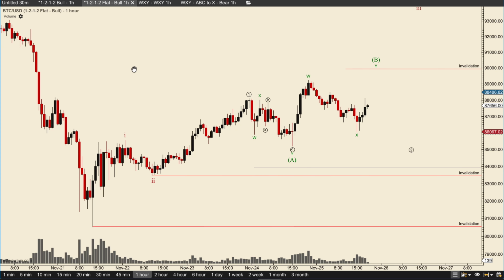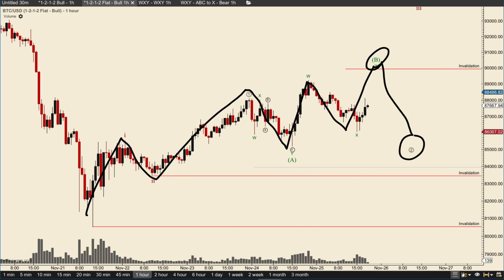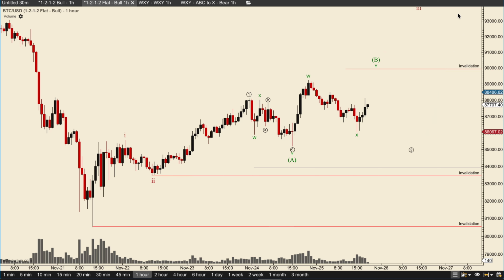The other scenario is basically the same, but we are missing a 1, 2 here. So 1, 2, 1, A, W, X, Y into a B, and then a C and a finishing wave 2, and afterward 3, 4, 3, 4, 4, 5, and so on. And the same invalidations basically apply for this. I'll get to that in a minute as well.